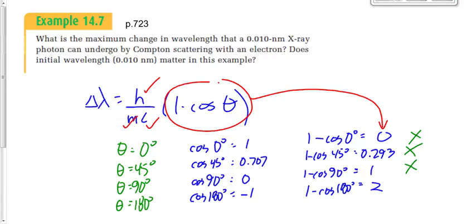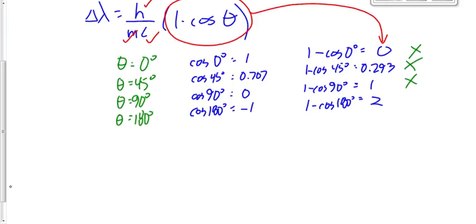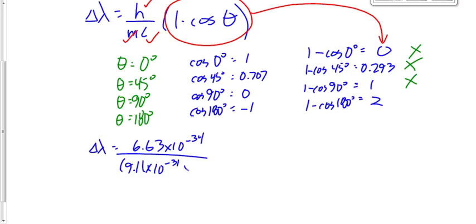So to solve this question, what I really want to do now is scroll down a little bit and say delta lambda is 6.63 times 10 to the minus 34 over 9.11 times 10 to the minus 31 times 3 times 10 to the 8, multiplied by 1 minus cosine 180, which we already know the value inside those brackets is 2.